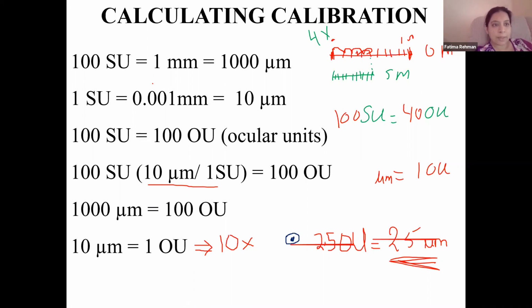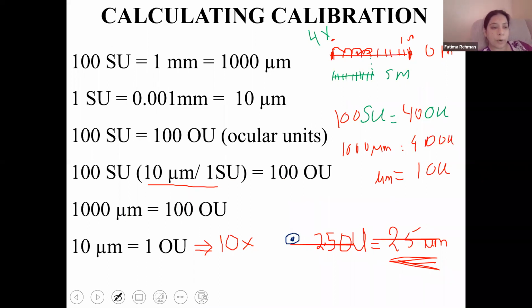You're doing it just the way that we've done it before. So you're going to say 100 stage units multiplied by 10 micrometer per 1 stage unit equals, instead of 100, now it will say 40 ocular units. Then you will get the same 1000 micrometer, but this time those 1000 micrometers are going to be equal to 40 ocular units, right? So it will be 1,000 micrometer equals 40 ocular units. You're going to divide both sides by 40, so you will get, what will you get?